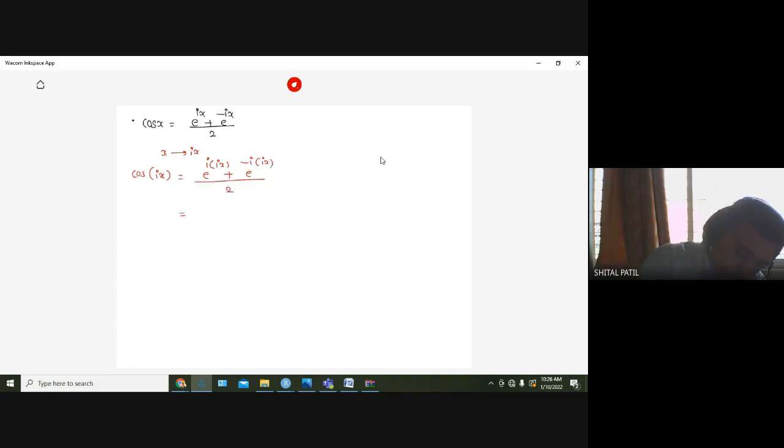Again we are getting i square, so minus 1, plus i square minus 1, and the minus sign is already there. So plus, divided by 2. And this is the formula of cos hyperbolic of x. You can see it on the previous page.